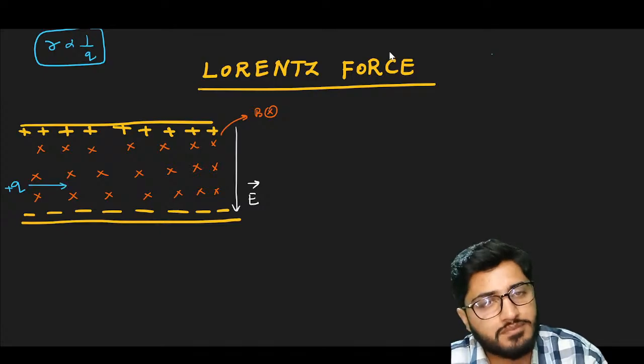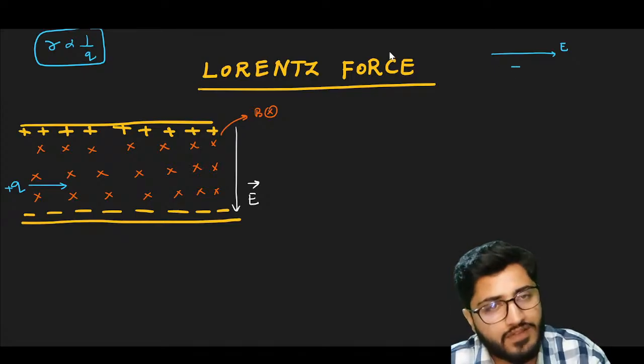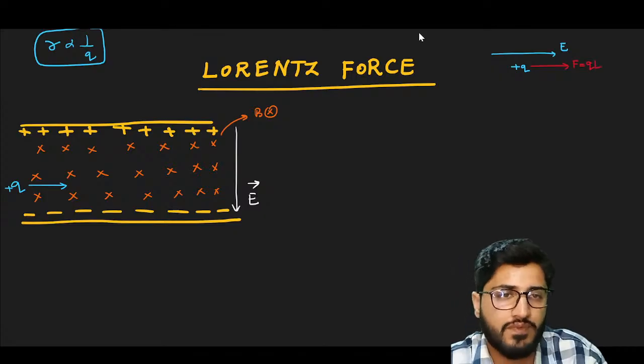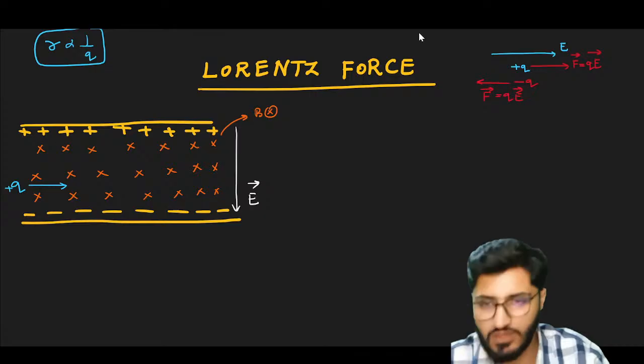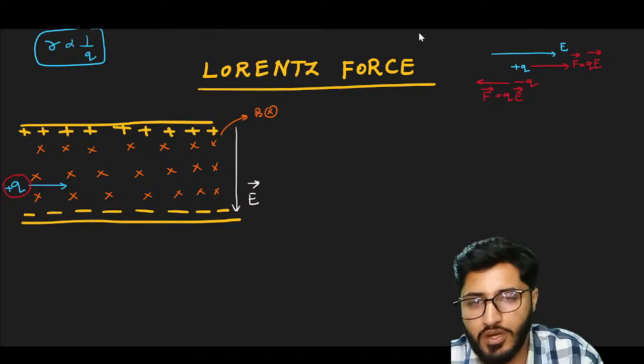We know that if this is my electric field, and here we are having a charged particle plus q, the charged particle will experience a force in the direction of my electric field, that is F equals to qE. If it is a negative charge, it will experience a force in the opposite direction of the electric field. Done? Look now. This charged particle is positive, so it will experience a force in the direction of electric field, that is this one, F.